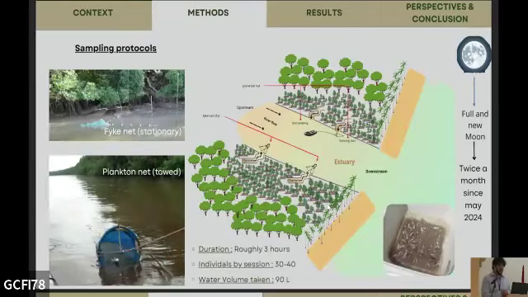Okay, a bit of method now. Sampling protocol, actually, it's really easy. We use two different types of nets, one stationary, the fike net, and a plankton net too. On the right side, you have a scheme of our fishing works.